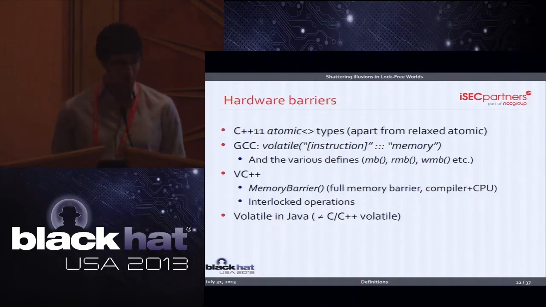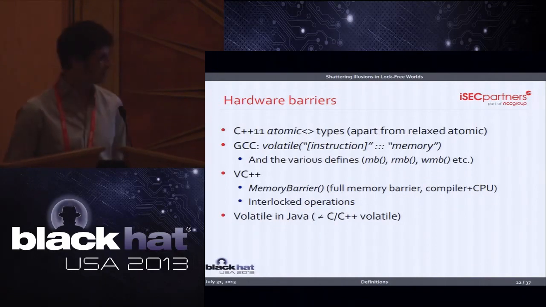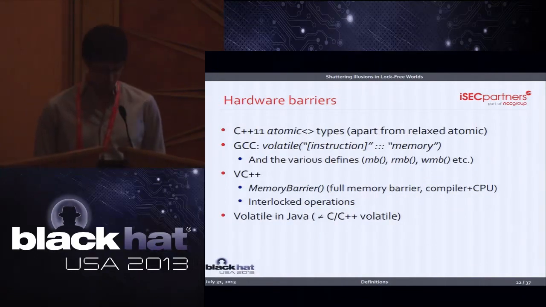I listed here some hardware barriers that would prevent runtime reordering. Most of them also act as compiler barriers. There are actually a lot of different types of barriers depending on the CPU and its memory model. But compilers usually agree on the instructions they use for the different barriers.